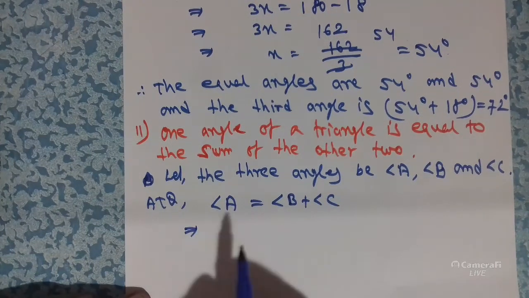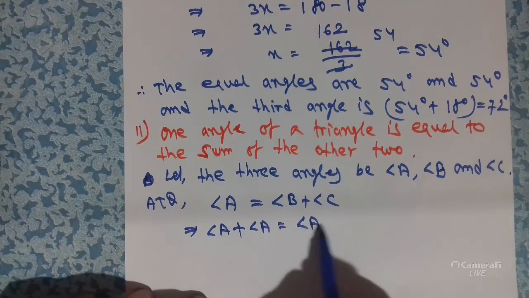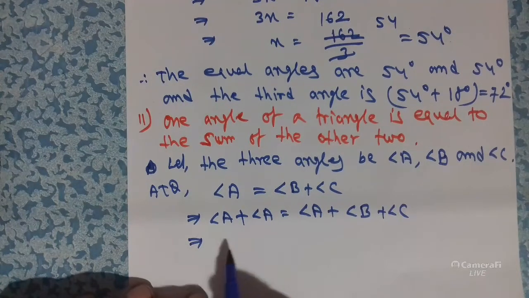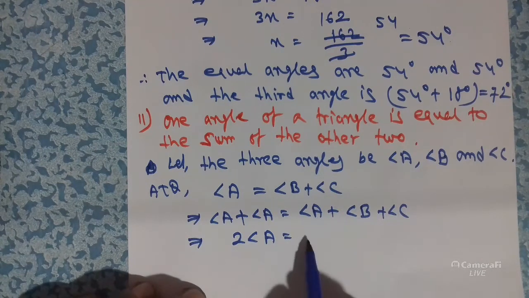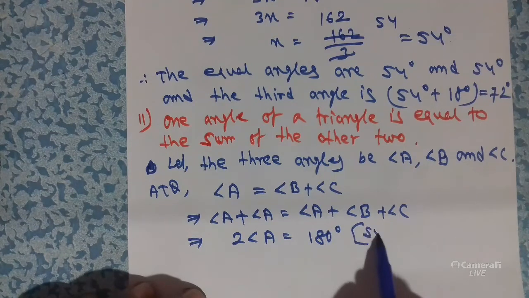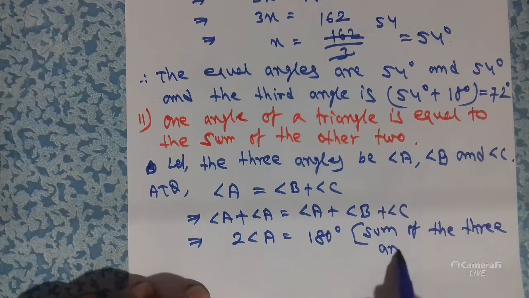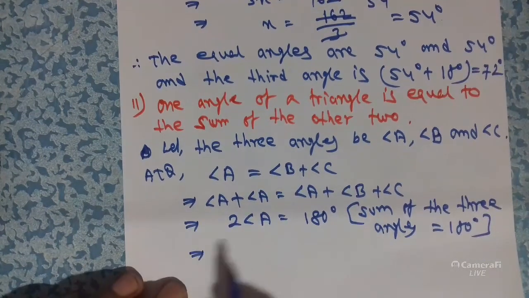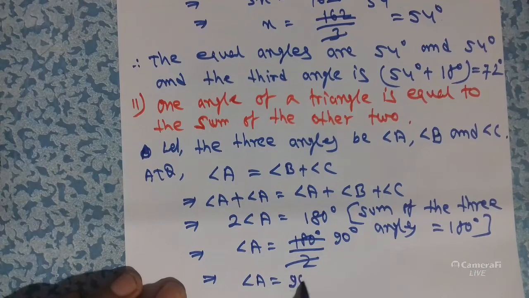Now here we can add angle A on both the sides. So angle A plus angle A is 2 angle A, and we know that angle A plus angle B plus angle C, the sum of the three angles, is equal to 180 degrees. Now angle A is equal to 180 by 2. So this implies angle A is equal to 90 degrees.